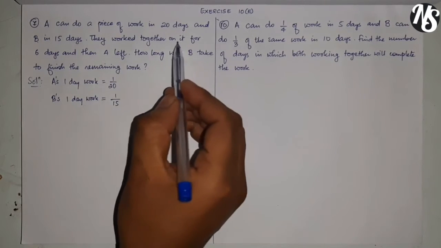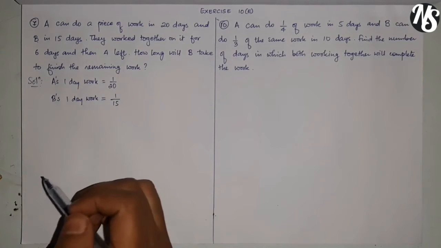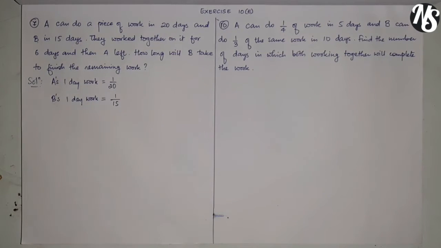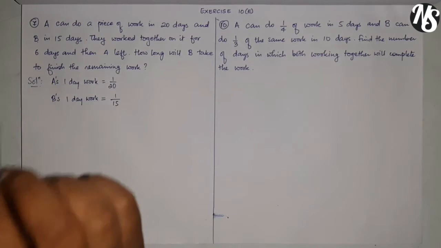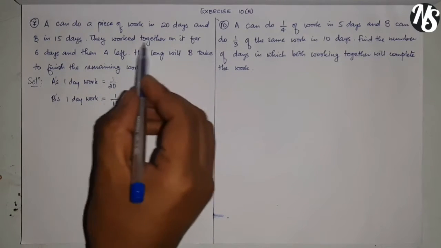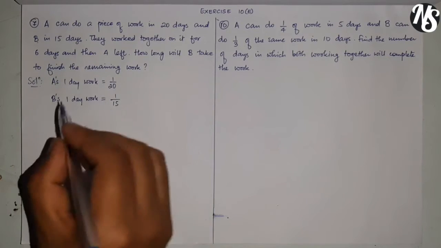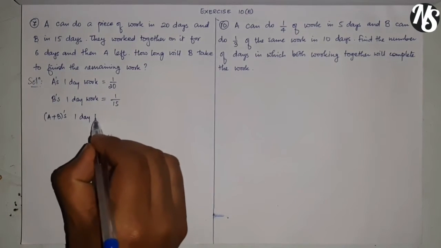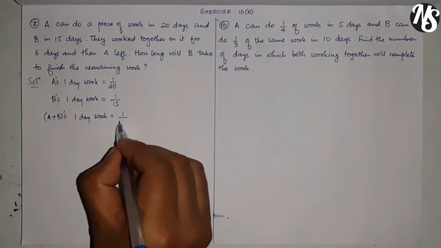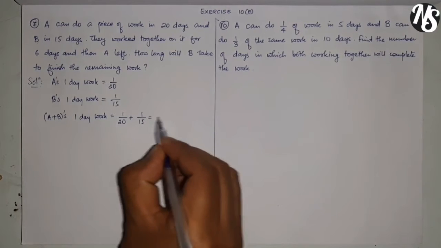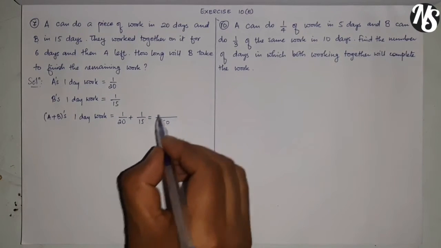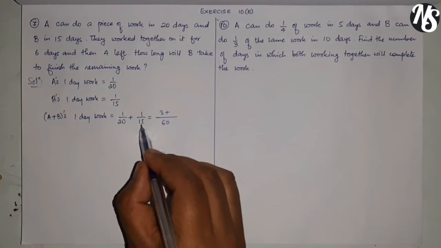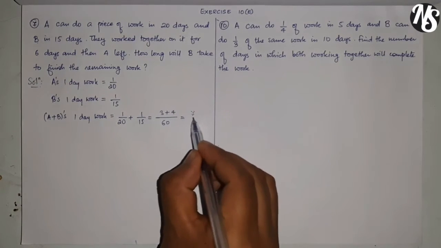Now, if they work together on it for 6 days and then A leaves, how long will B take to finish the remaining work? Let's see how much is the remaining work after 6 days. If they work together, then A and B's one-day work is going to be equal to, we need to add them, isn't it? So 1 by 20 plus 1 by 15, so the LCM is 60. Divide 60 by 20, you get 3 into 1 is 3, plus divide 60 by 15, you get 4 into 1 is 4, so you get 7 by 60.